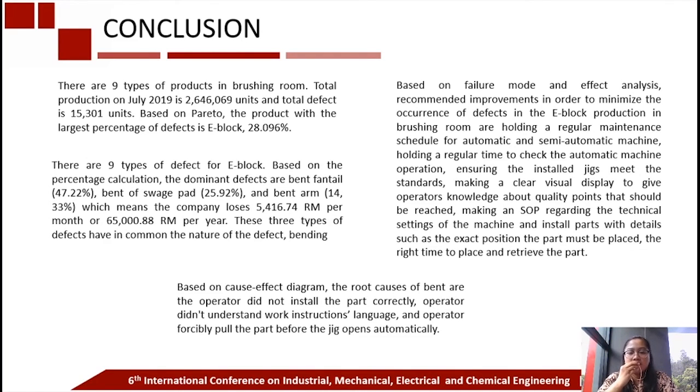Based on the cause-effect diagram, the root causes of bend are that the operator did not install the part correctly, the operator didn't understand the work instructions language, and the operator forcibly pulled the part before the jig opened automatically. So maybe the improvement in conditioning the operators to follow the right SOP and to wear PPE is the best way.